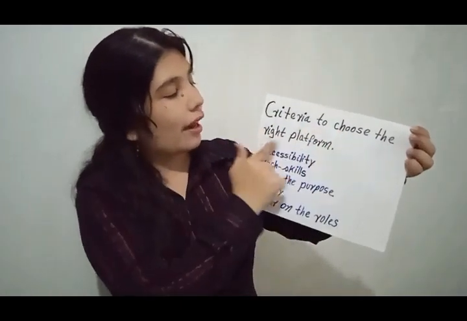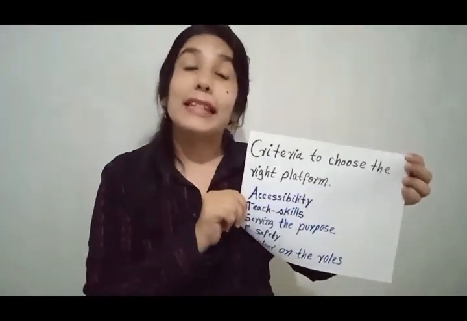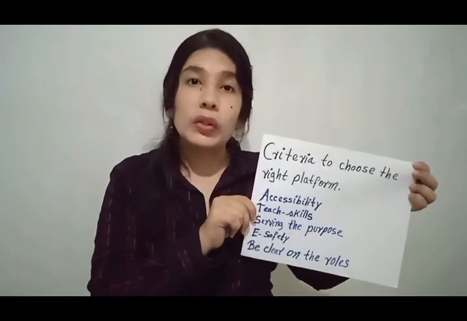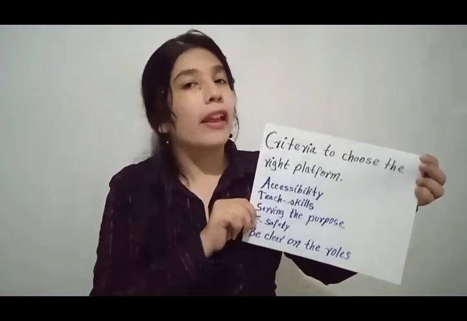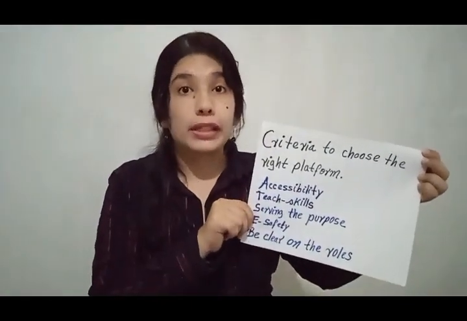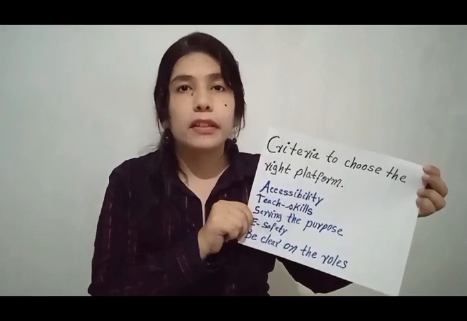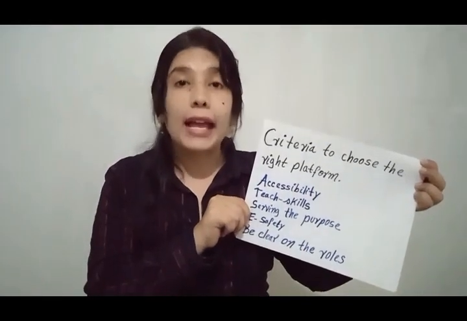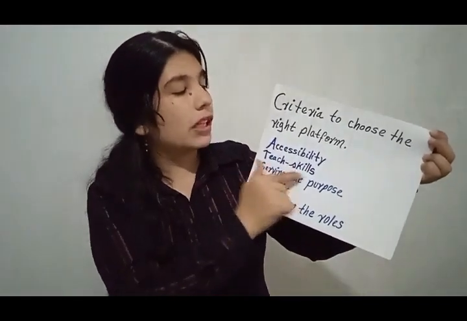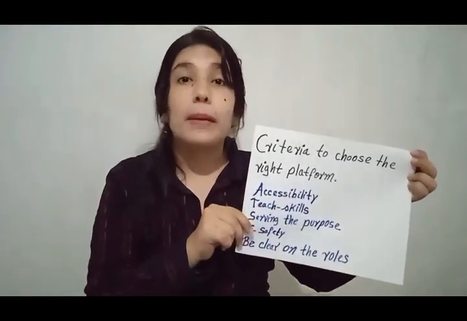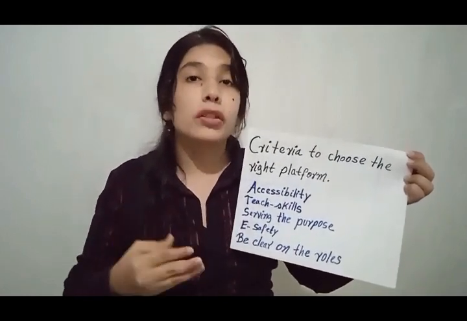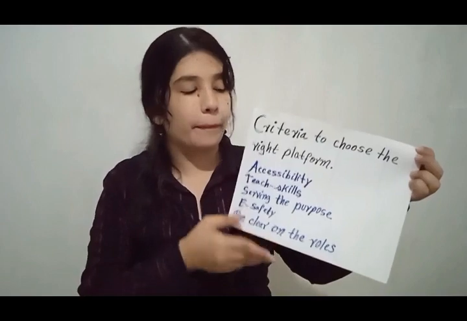Criteria to choose the right platform. These are the different aspects that we need to take into consideration to select an appropriate tool. First, we have accessibility. Be sure that your students and yourself have access to the tool and the different aspects in relation to the platform. Also, we have tech skill. Practice with the platform before using it with your students and provide some tutorials to help them.